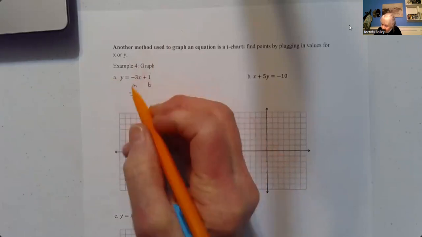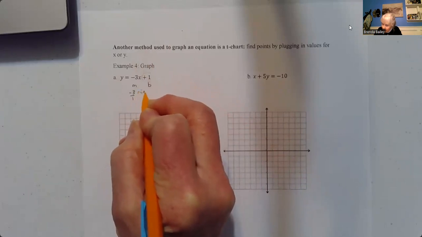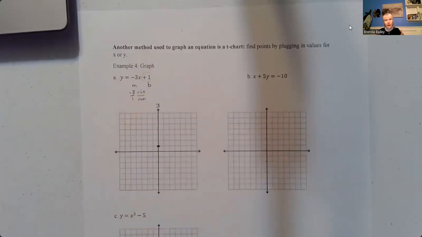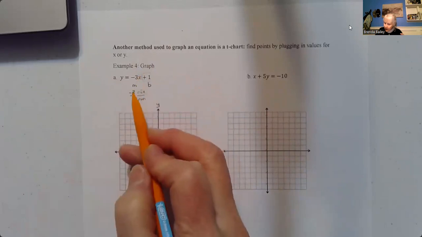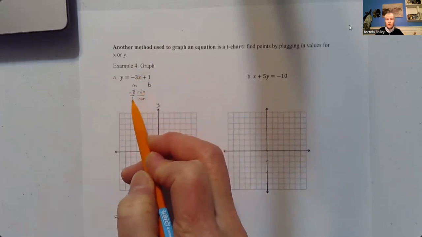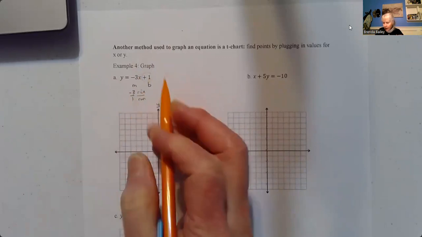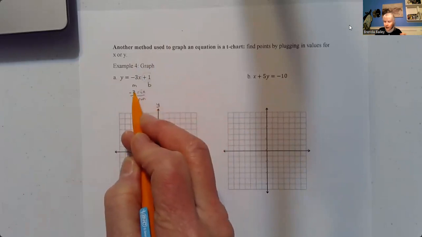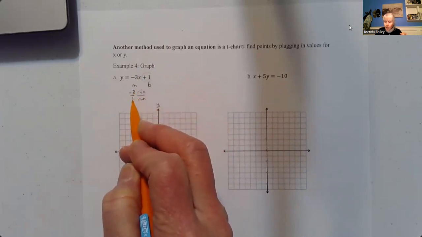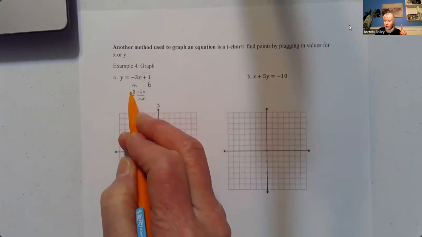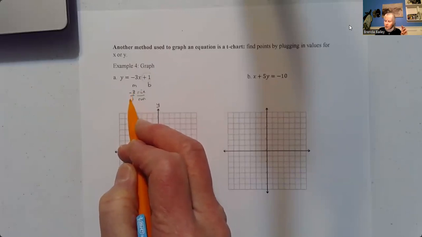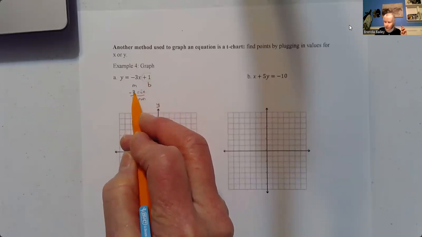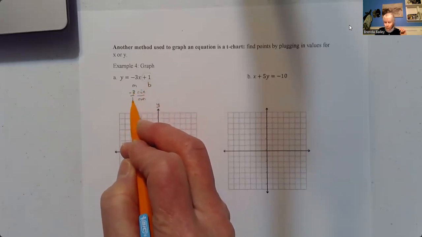So this is the rise, and this is the run. Now, if it's negative, I usually go down. If it's positive, I go up. And the run always goes to the right. You could go up and to the left, but we're going to go down and to the right. You don't want to go down and to the left because that means you have a negative over a negative, which is a positive. So one of them is negative. Here we'll go down and then we'll go to the right.